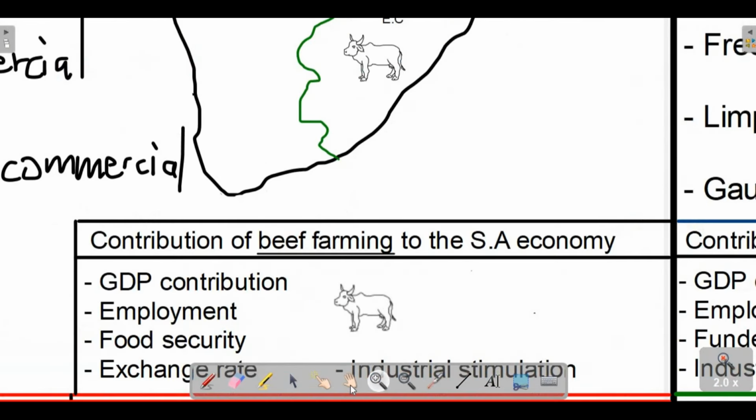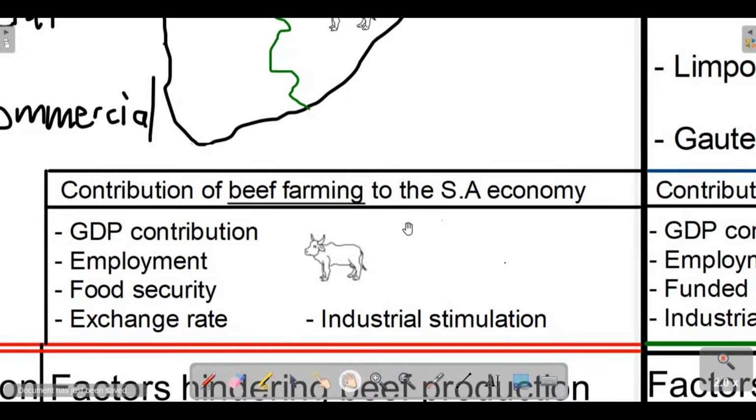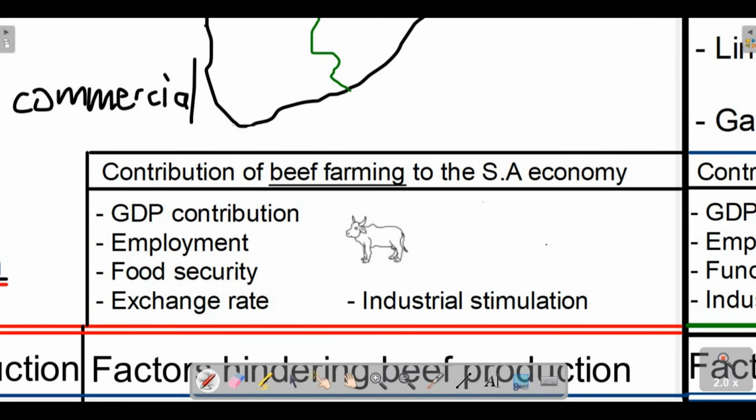Now let's take a look at the contribution of beef farming to the South African economy. First of all, the beef industry contributes to the GDP. Okay, they pay taxes, so that is GDP contribution. Remember, guys, GDP, that is gross domestic product. So if we were to count the number of companies that are involved in beef farming, your company, if you are involved in beef farming, will be counted there as well. So that is an indicator to how the economy of South Africa is looking like. So that is what we mean there by GDP contribution.